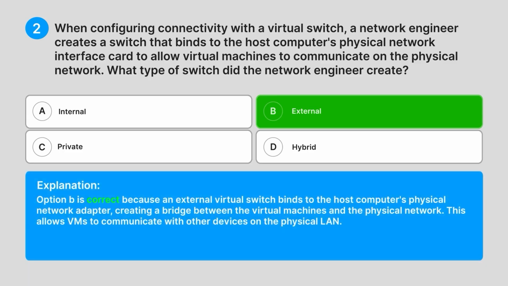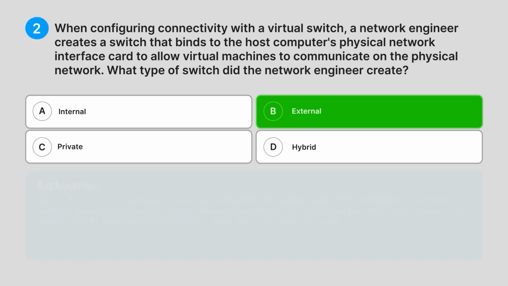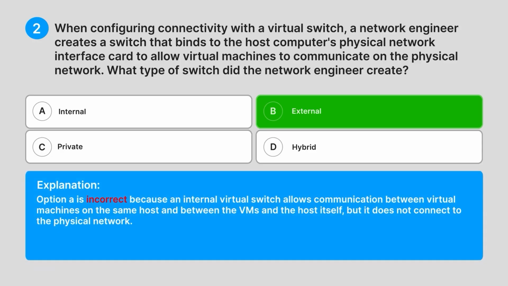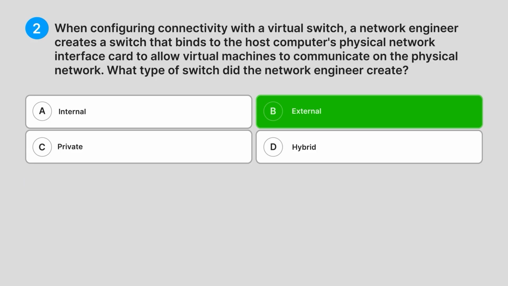Explanation: option B is correct because an external virtual switch binds to the host computer's physical network adapter, creating a bridge between the virtual machines and the physical network. This allows VMs to communicate with other devices on the physical LAN. Option A is incorrect because an internal virtual switch allows communication between virtual machines on the same host and between the VMs and the host itself, but it does not connect to the physical network.